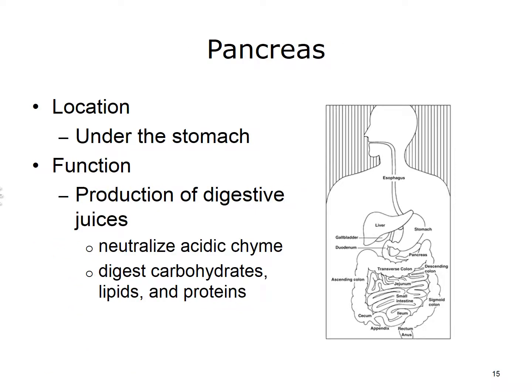The pancreas is a long, soft organ that lies behind the stomach and anterior to the spine. The location is also referred to as retroperitoneal. The pancreas, or endocrine organ, is also an accessory gastrointestinal organ. The pancreas produces various digestive juices that not only help to neutralize the acidic chyme, but also help to digest carbohydrates, lipids, and proteins.